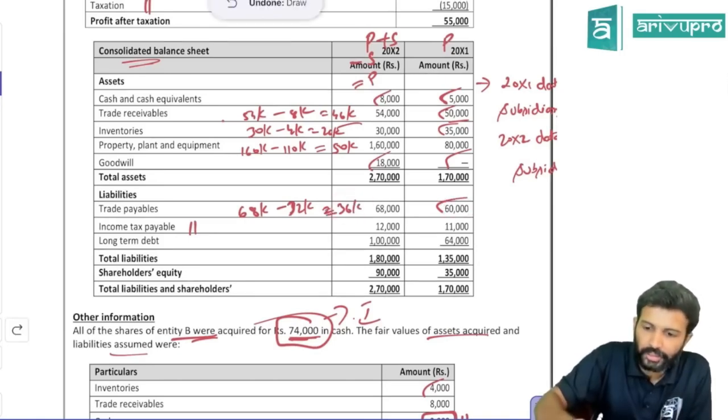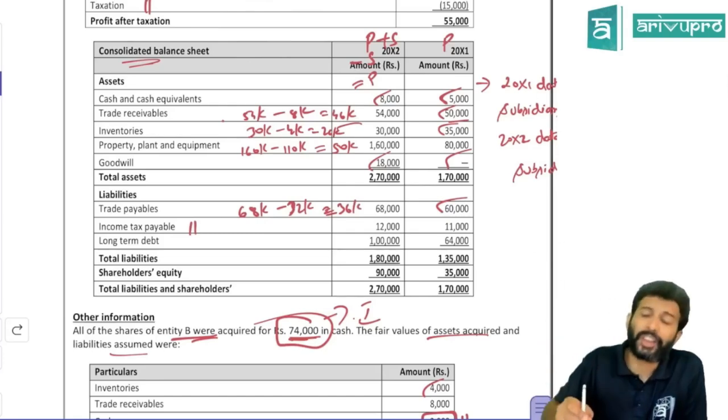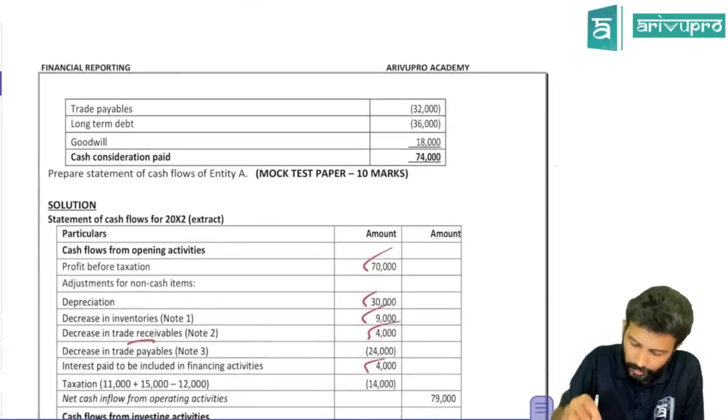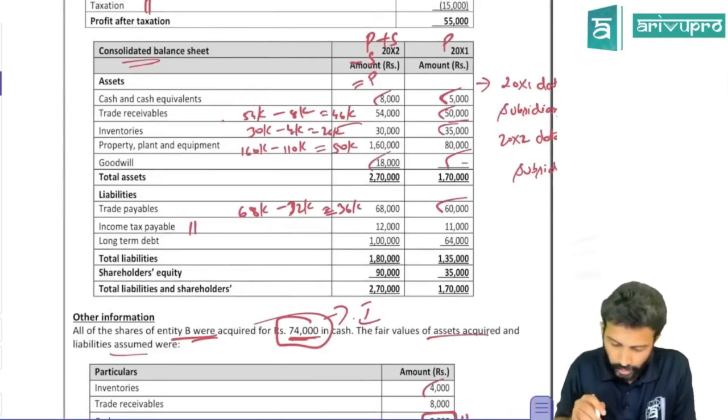So 60 minus 36 is what? 24. So trade payable is reduced. Decrease in trade payable of 24,000 means you need to minus. Have they deducted 24,000? Yes. Next is what, sir?